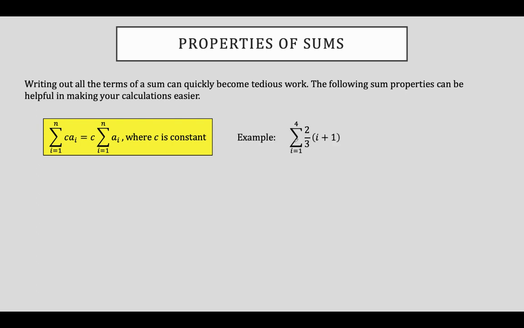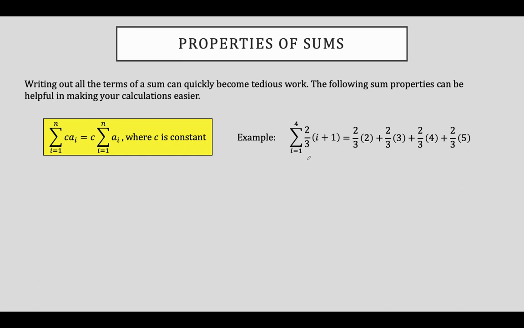For example, we have the sum from i equals 1 to 4 of 2/3 times (i plus 1). Now, we don't necessarily have to use this property. We could solve this just by writing out all of the terms. Notice to get the first term, I would plug in 1. To get the second term, I would plug in 2. To get the third term, I would plug in 3. And to get the fourth term, I would plug in 4. That would give me 2/3 times 2 plus 2/3 times 3 plus 2/3 times 4 plus 2/3 times 5. And we could absolutely calculate out the sum in this manner.